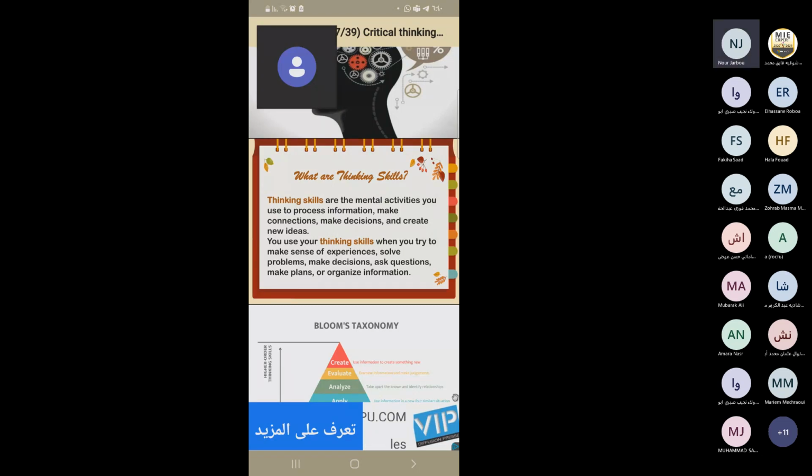organize information, and all of these processes for what? For solving a problem, for making decisions, for creating new ideas. You use your thinking skills in everything in your life. Every time we are using our thinking skills, when we are trying to understand experiences, when we are trying to solve problems, making plans, organizing information. So we need thinking skills for our lives. And they are important for preparing our students for our lives.